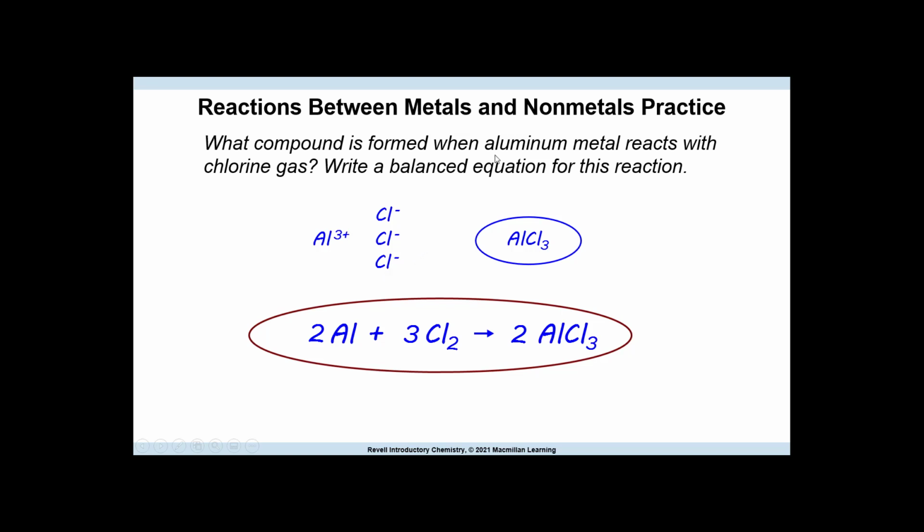So when you write this out, aluminum metal, we're not even looking at physical states here. This is just asking to get started writing these out. So you write aluminum, you write plus, write Cl2, and then what's going to happen? These are going to combine because this is a synthesis reaction.